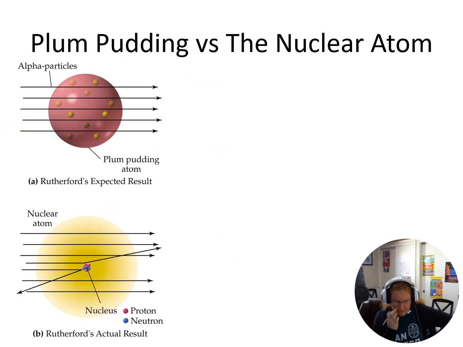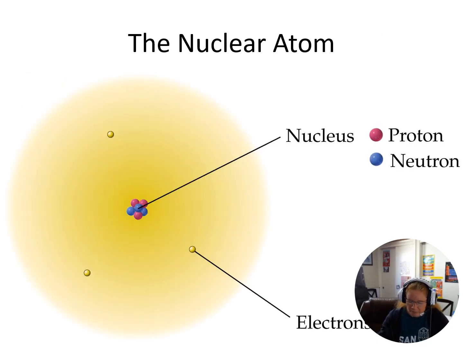And so, again, this is what they expected to see, okay? And this is what they actually saw. And the deflections were not caused by glancing off of an electron, because electrons are really, really tiny. They're much smaller than protons and neutrons. The deflections were from bouncing off of the nucleus. And so this is what led us to the discovery of the nucleus. And then other work was done, and we were able to differentiate protons from neutrons and start to understand that a little bit better.